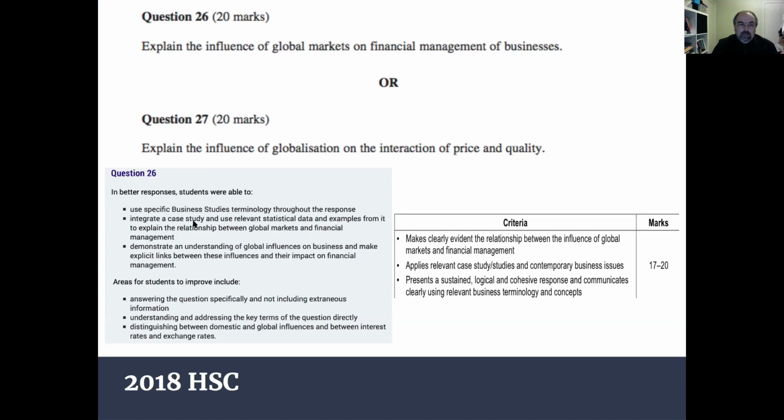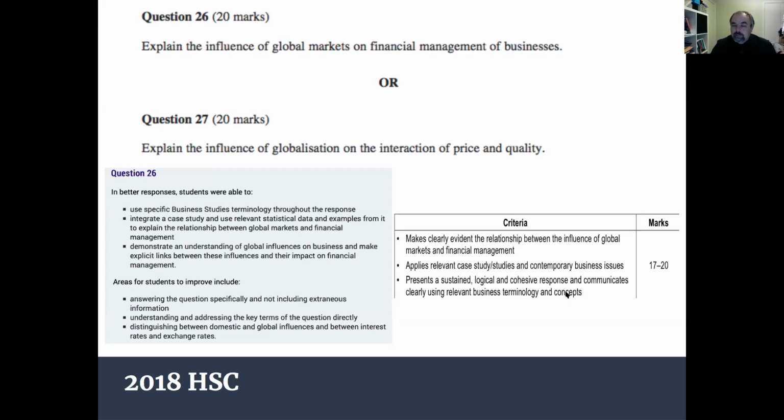Our better responses down here, again, integrate the case study, demonstrate an understanding of the global influences, so this is 26, and look at the impact on the financial management, okay? Look at the criteria: it makes clearly evident the relationship between, so again, that connection, that link. It's an explain question this year, so it's a lower mid-order verb, that cause and effect, the how and the why, but you still have to make a link, case study, and sustained logical terminology, etc.